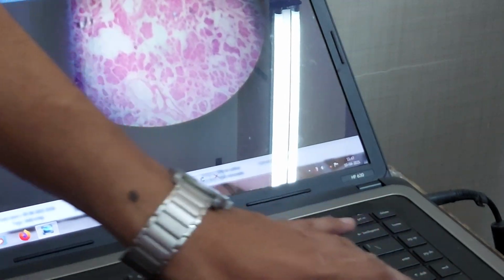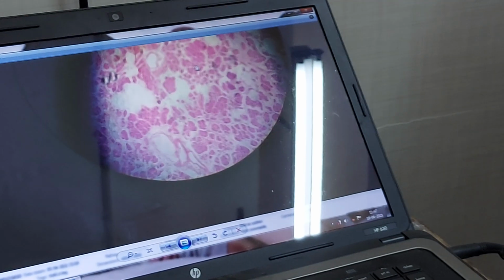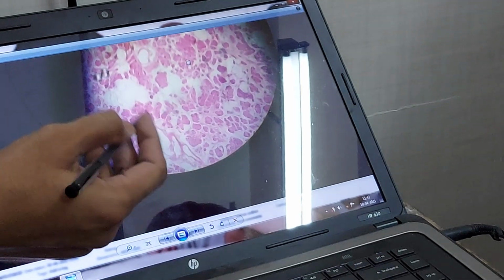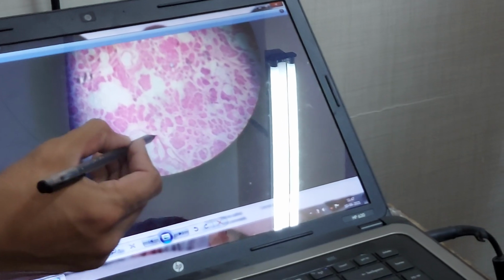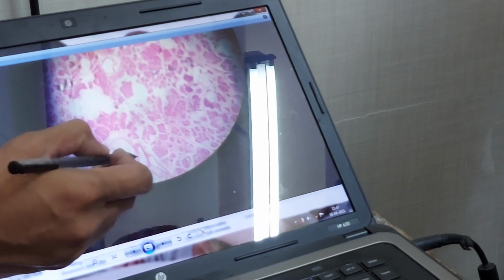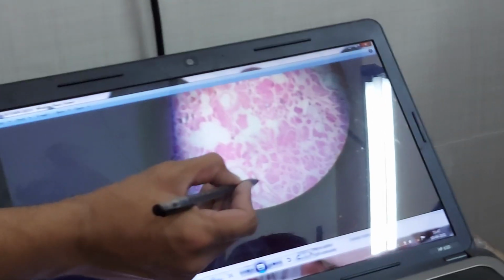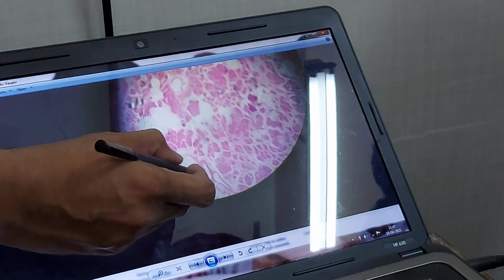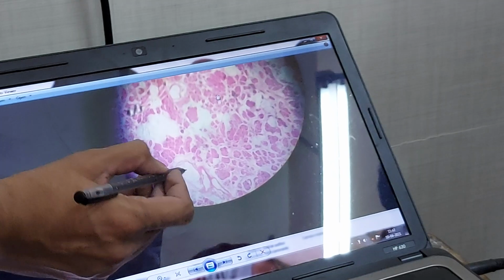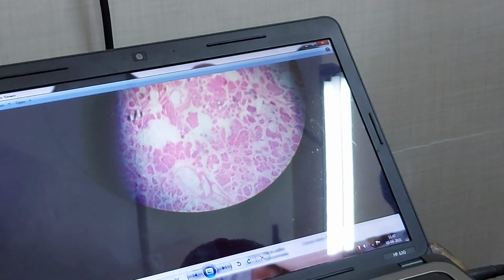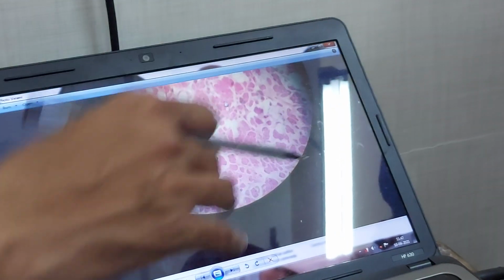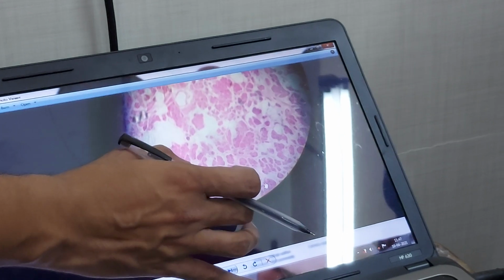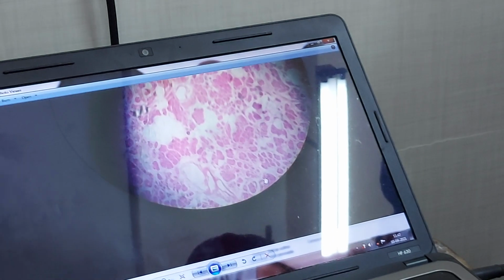I'll show you how the ducts will appear. Ducts will appear in the form of thick-walled structures. If you see here, there is a thick-walled luminal thing, thick-walled, vertically or horizontally arranged border with a central space. It indicates a duct. I'll show you one more duct later. Ducts are present and glandular tissue is present.